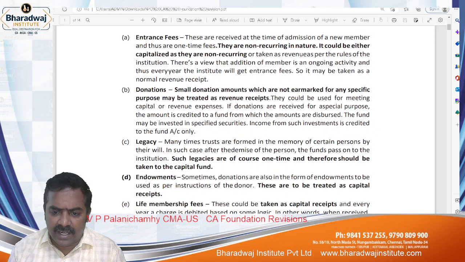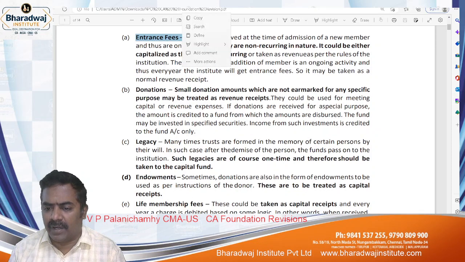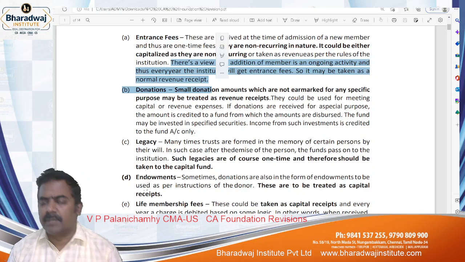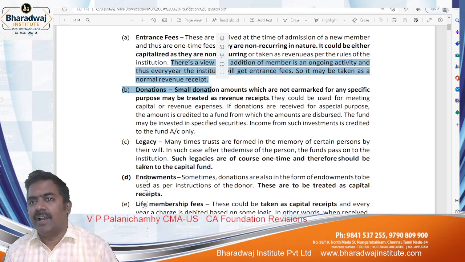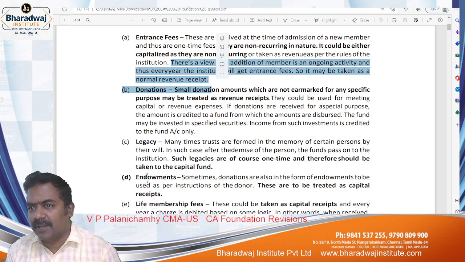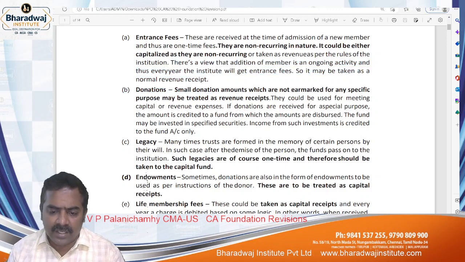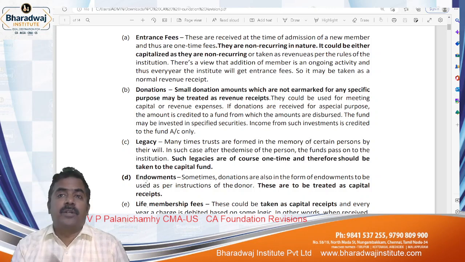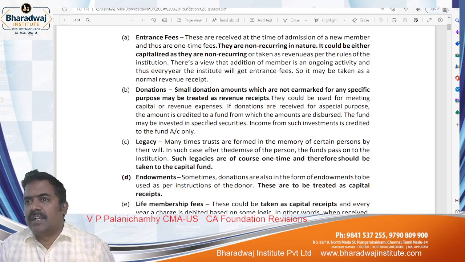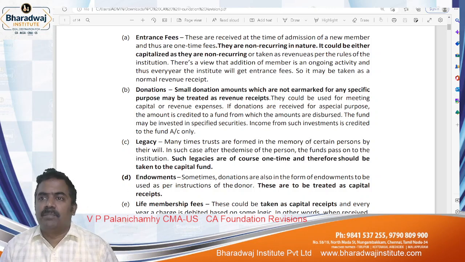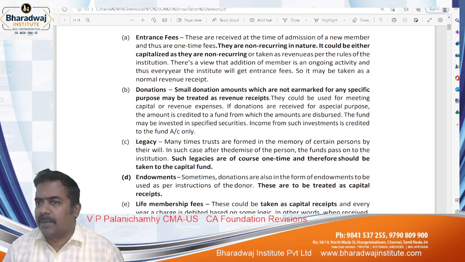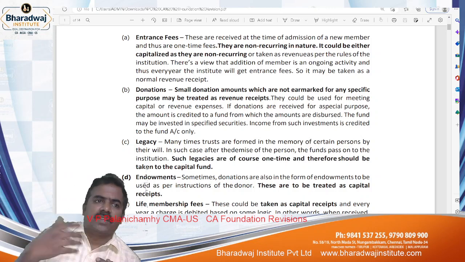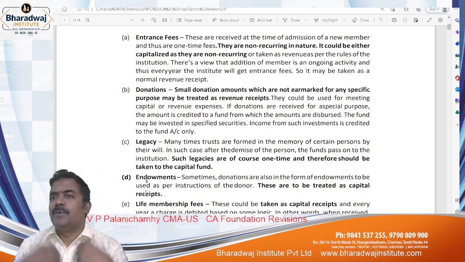So generally entrance fees will be taken to capital fund. Suppose there is a recurring receipt like sports, symposium, seminar, annual day and so on, and at that time entrance fees are collected, that is your recurring income. General donations will be taken as what? Revenue receipt. But if people donate for a particular purpose, for example, building construction, building fund, endowment fund, and so on, that will become what? Capital receipt.